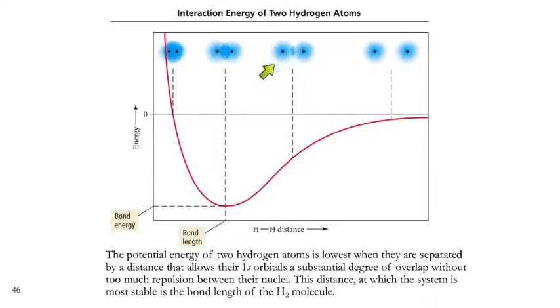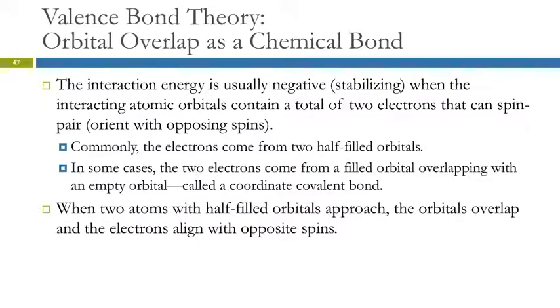So as they approach, the attraction is greater and greater, and then when they get too close, they start to repel each other. And so they're going to end up at this ideal distance, which is the lowest energy. And all of that can be calculated. The energy here corresponds to the bond energy, and the distance corresponds to the bond length. That bond length is where it's most stable. So that interaction is stabilizing, it's negative.